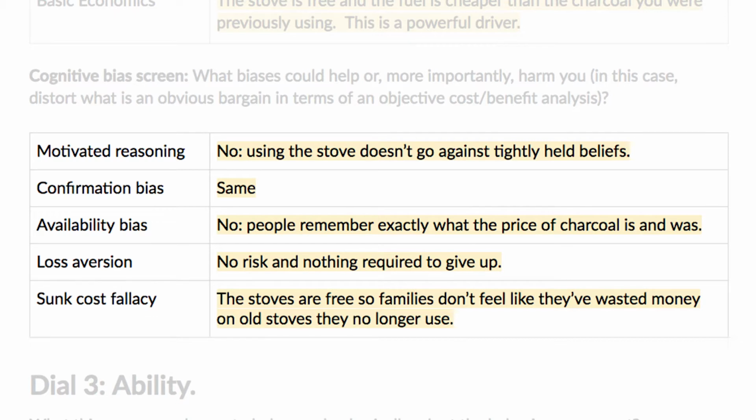For loss aversion, they removed all of the risk and you don't have to give up anything to get a stove. And lastly, Inyenyeri have done the sunk cost fallacy thing really well. Because the new stoves are free, people don't feel like they've sunk cost into the previous stoves.